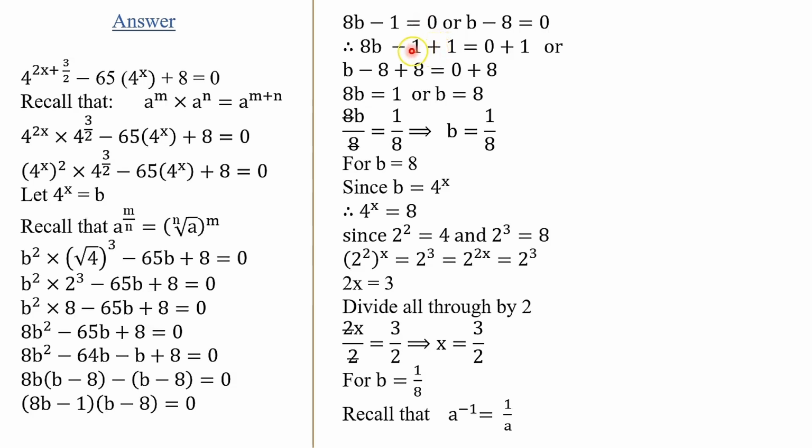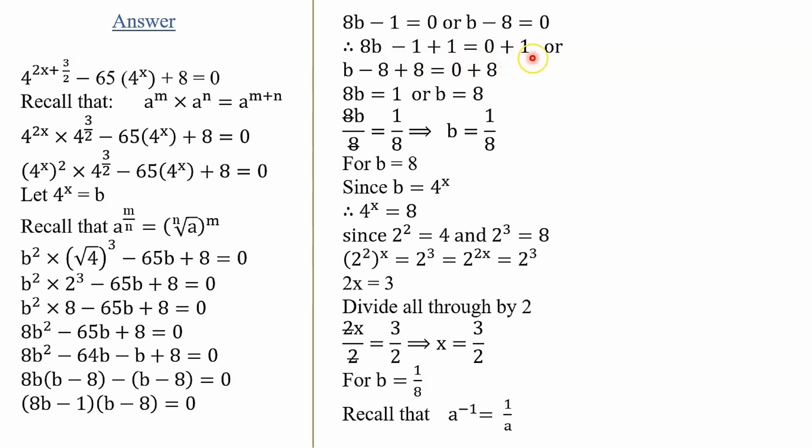So you have 8b minus 1 plus 1 is equal to 0 plus 1. Then for the second, you have b minus 8 is equal to 0. What is making this b not stand alone is this minus 8. So you can add 8 to both sides to remove the minus 8. So b minus 8 plus 8 is equal to 0 plus 8, so b is equal to 8.